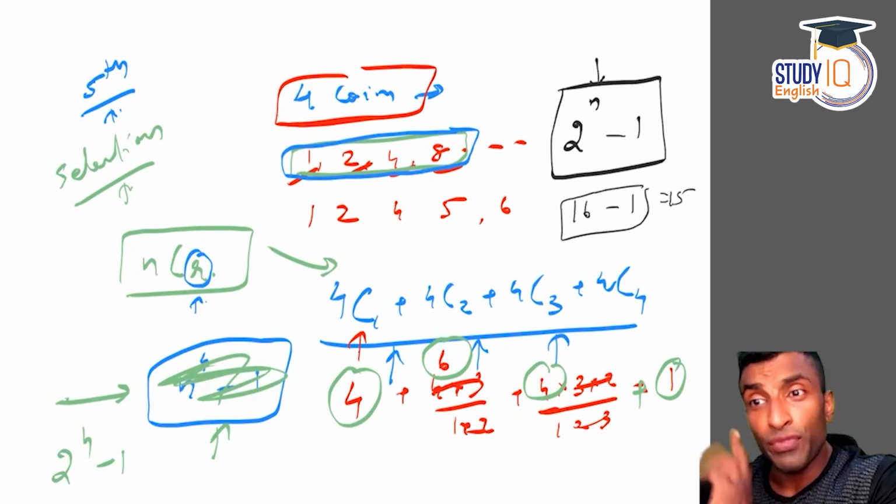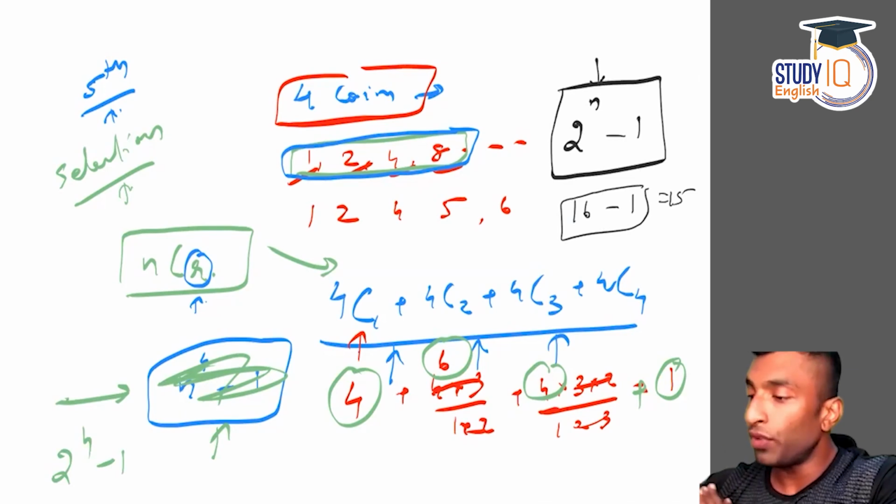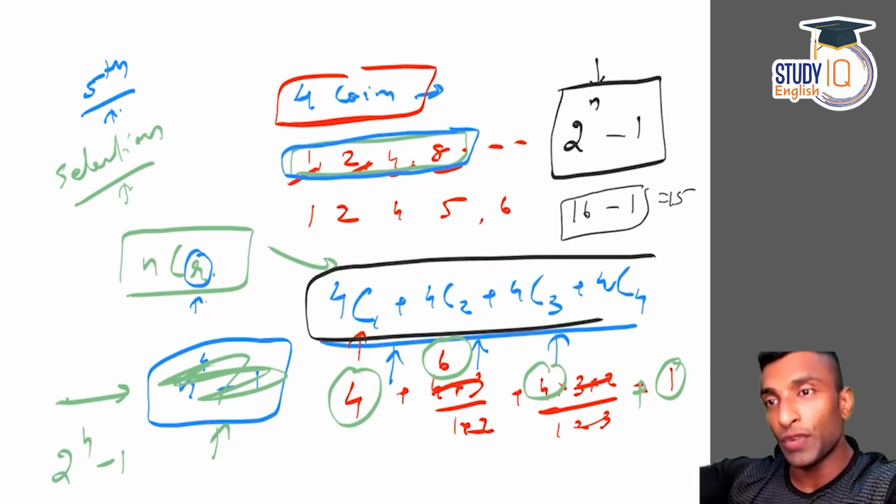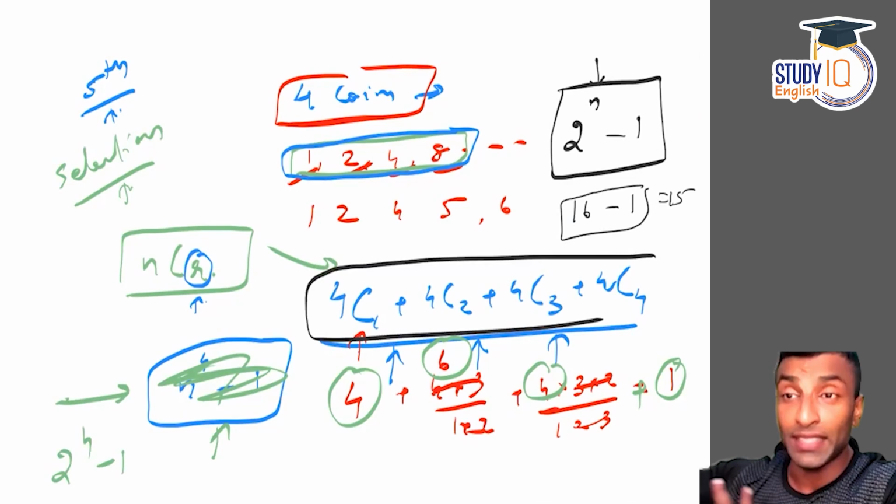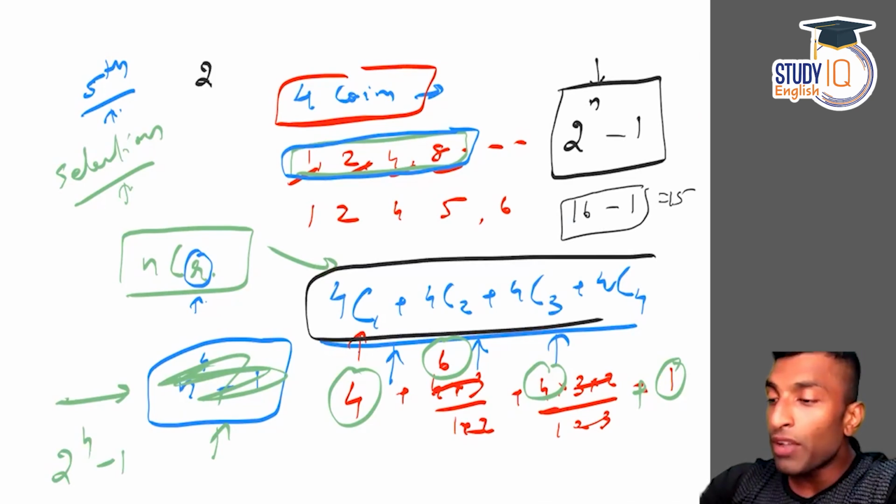Now, if you have 5 coins, then what do you need to do? Will you do it like this: 5C1, 5C2, 5C3, 5C4, 5C5? No. Instead, what you need to do is 2 raised to 5 minus 1.